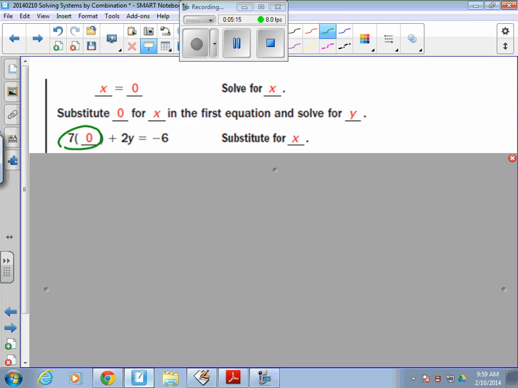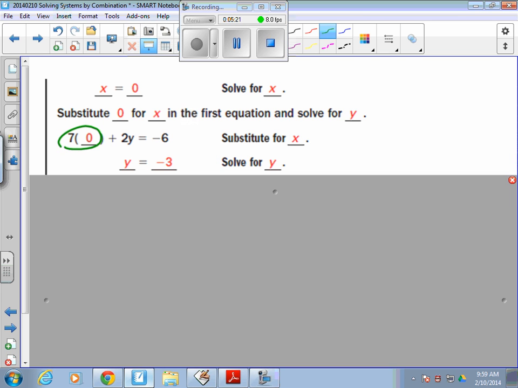But the fact that it turns into 0 right now is just a coincidence. That won't happen every time. So that gives you 0 plus 2y equals negative 6, just to show the intermediary step. Then this eliminates itself, so you have 2y equals negative 6.